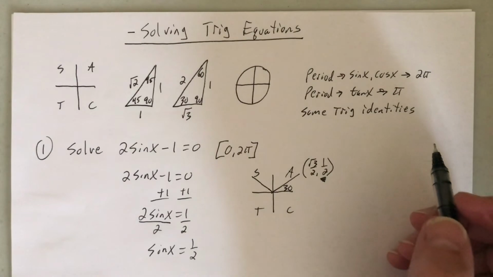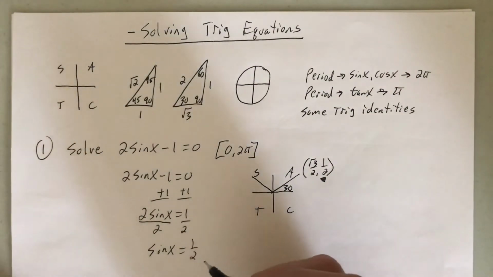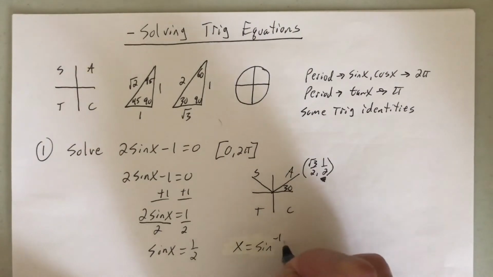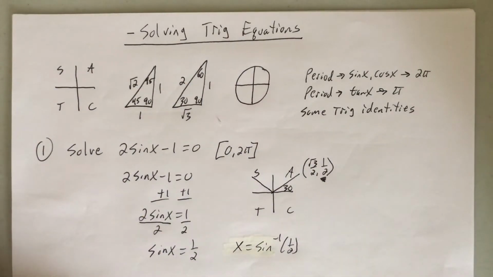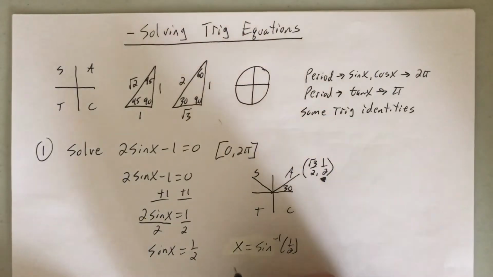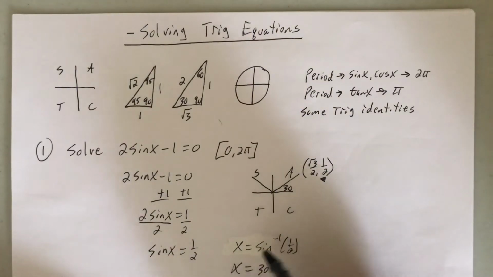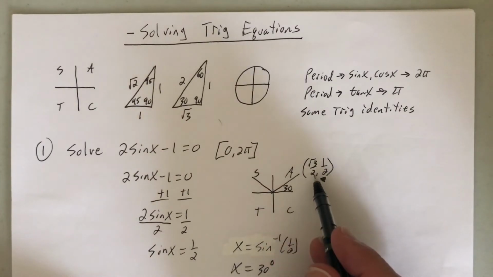You could also do the inverse of sine right here. So if I do the inverse, I get x is equal to sine inverse of 1/2. And when you do that on your calculator, you would get 30 degrees. So x is equal to 30 degrees. So you have a bunch of options to use to figure out where that is, how you use the reference angle or the ordered pairs from the unit circle.